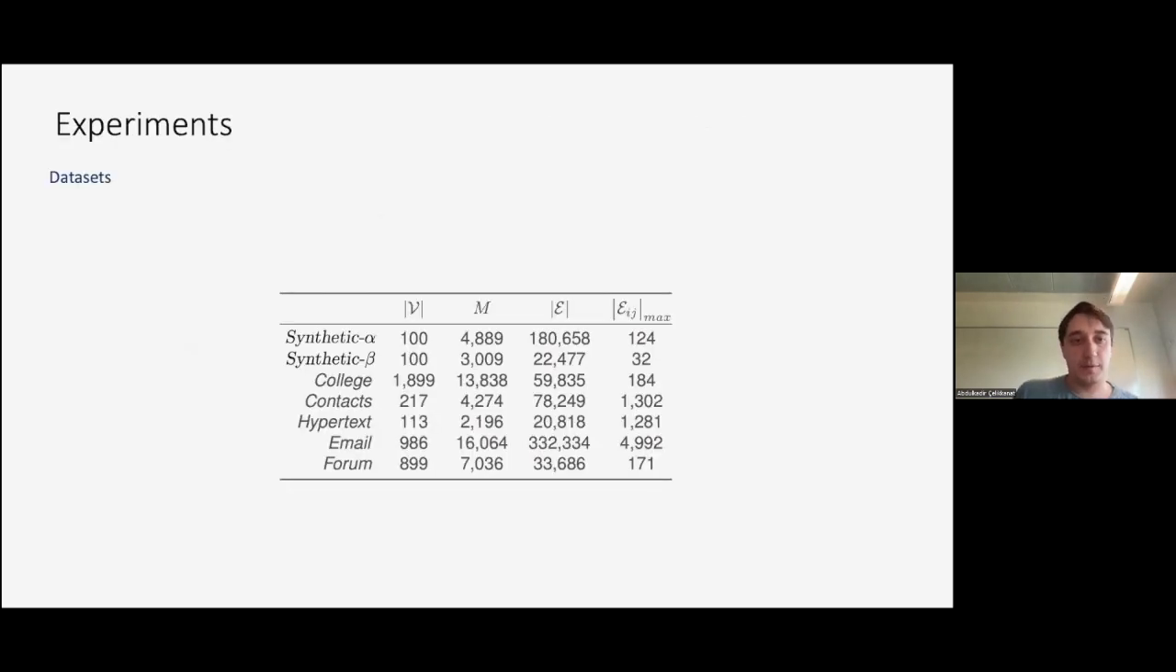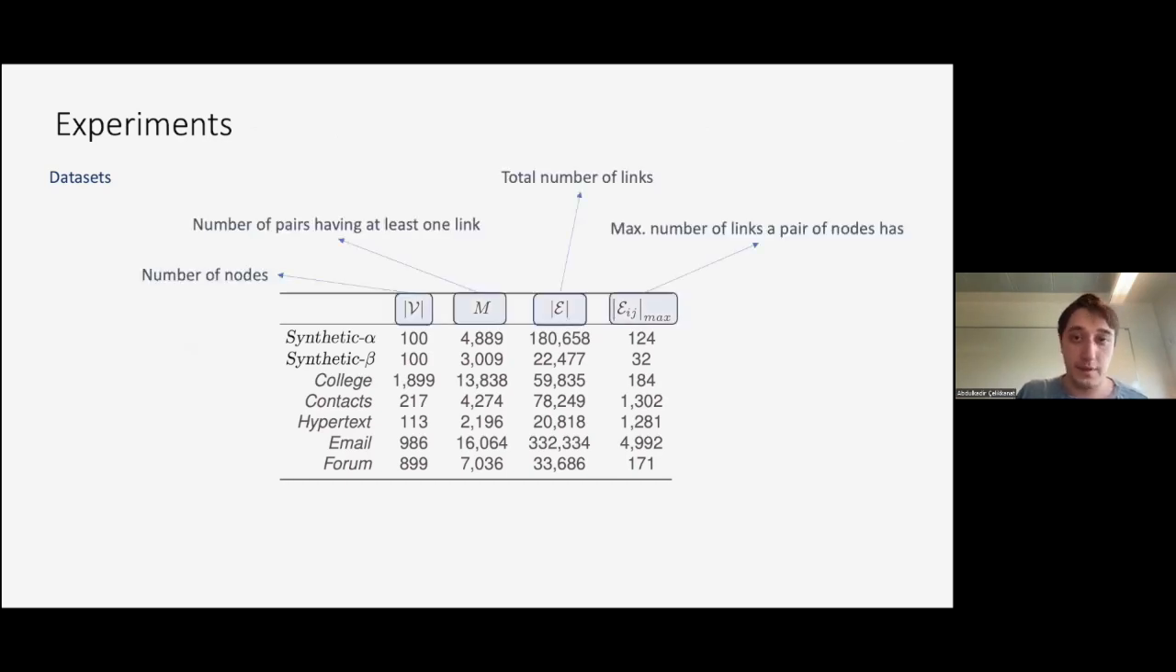We also performed some experiments to evaluate the model's performance. Here we have two artificial datasets. The synthetic alpha dataset follows our model's assumptions, so we sample the links from the non-homogeneous Poisson process. For the second artificial dataset, we divide the timeline into 10 bins, and for each bin we randomly cluster the nodes and then randomly add the edges. We also have 5 continuous-time networks.